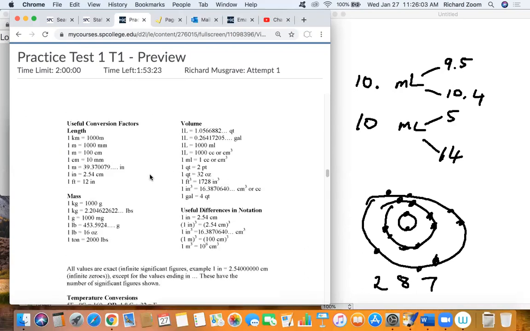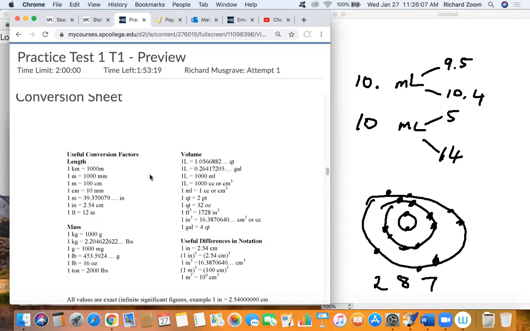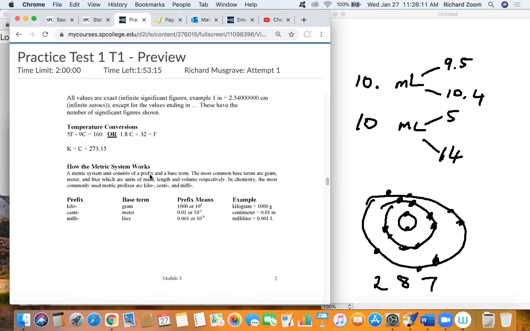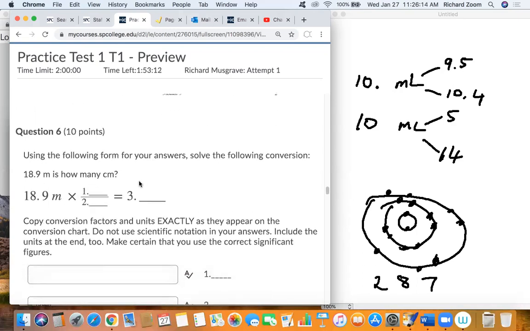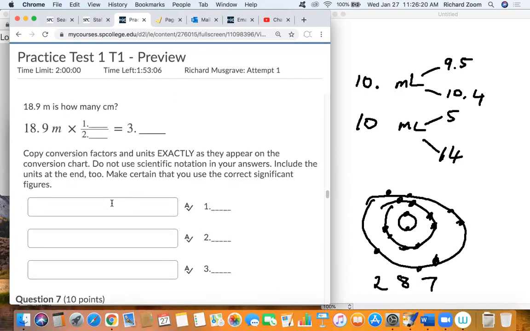Now you've got the conversion chart here, so you will just type in. This is exactly what you would have done during the homework for module 3. You've got number 1 and number 2. We're looking for meters into centimeters. So we know number 1 is going to be centimeters, so it'll be 100 centimeters. Again, we get that off the conversion chart. Just type it in directly as it appears.